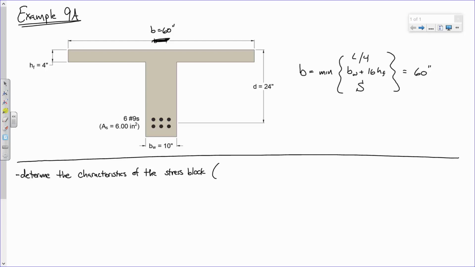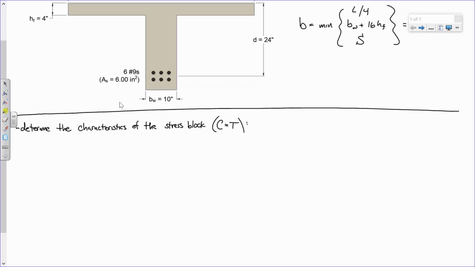What I mean by that is C equals T, okay? Now I'm going to formulate this maybe a little bit differently than I have in the past. Would you agree that, as a more general way of stating it, 0.85 f'c times the area of the stress block, which we'll call A sub block, is equivalent to As fy? Would you agree with that statement generally?